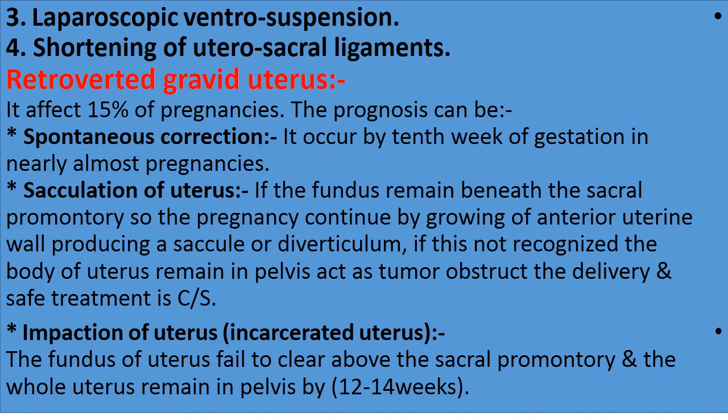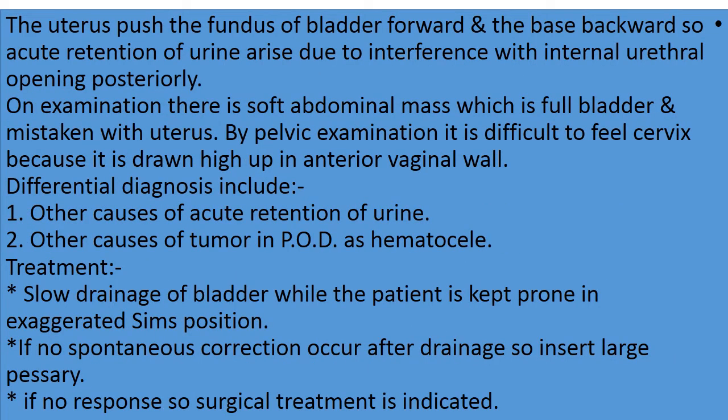A third possibility of retroverted gravid uterus is that it causes impaction of the uterus. It is also called incarcerated uterus. The fundus of the uterus fails to clear above the sacral promontory, and the whole uterus remains in the pelvis by 12 to 14 weeks. So the uterus pushes the fundus of the bladder forward and the base backward, resulting in acute retention of urine due to interference with the internal urethral opening posteriorly.